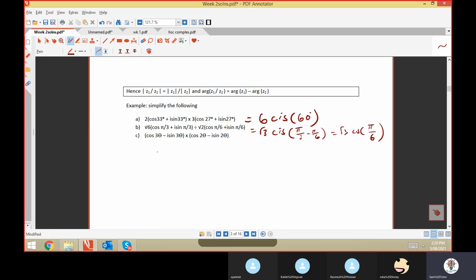Do you guys realize the problem with part C? What's different in part C? Can I write this as cis straight away? So remember, cis theta is cos theta plus i sine theta. The fact that it's minus, it's actually not in polar form. It has to be a plus sign for it to be in polar form.